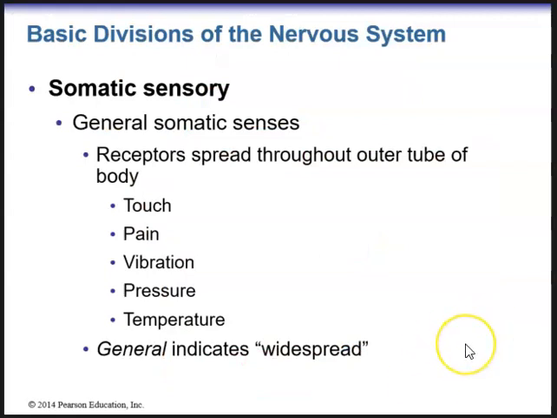So the first subdivision that we're going to talk about are the somatic sensory, or our general somatic senses. We have receptors spread throughout our body, throughout our outer tube of the body, that pick up stimuli for touch, pain, vibration, pressure, and temperature. General just indicates that it is widespread or throughout. Okay.